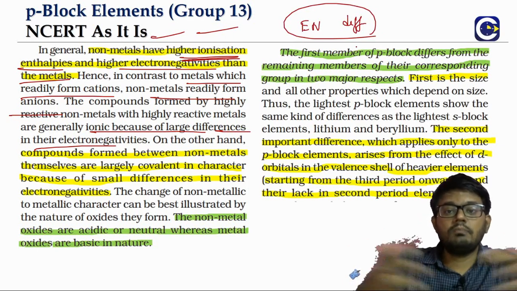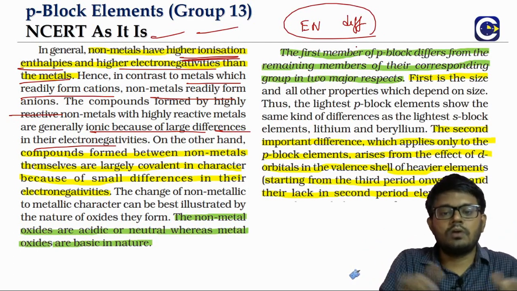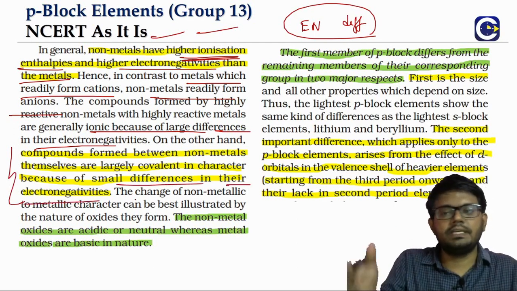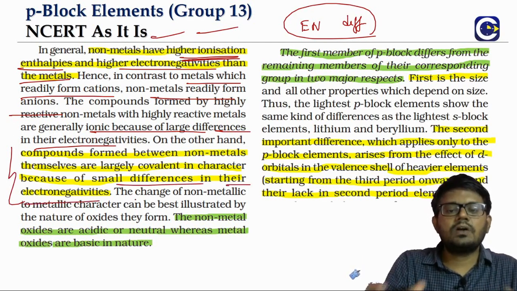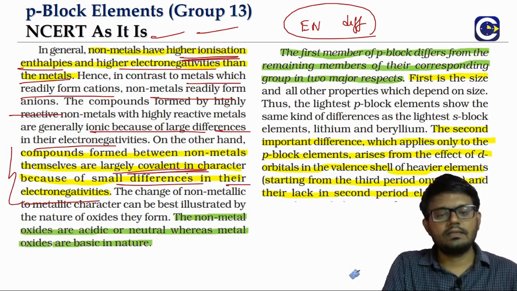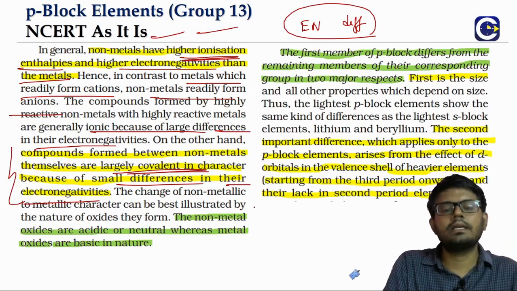Now you can also have a bonding between non-metal and non-metal. If you look at the bonding between non-metal and non-metal, because they'll have only a small difference in their electronegativity, these compounds or these bonds will be predominantly covalent in terms of character. They can be polar covalent also, but predominantly they will be covalent in terms of nature.